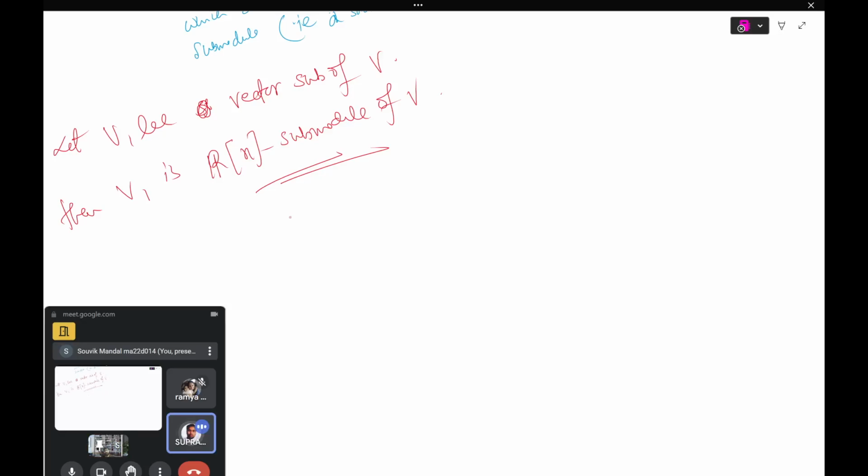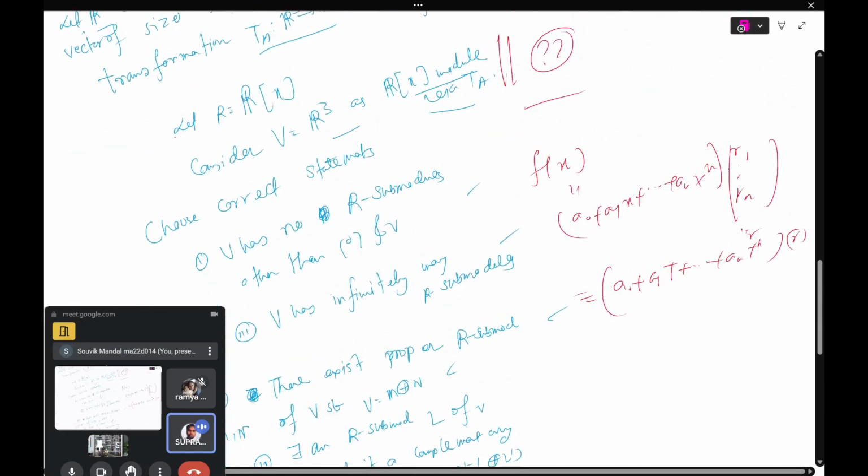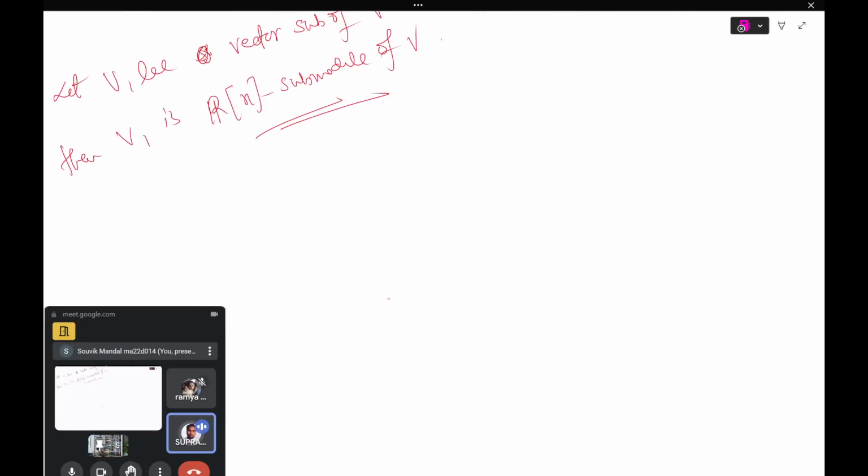Now the thing is, observe that V is given to be R3, right? So in R3, what are the subspaces of R3? Zero, the trivial subspace, R3, and R2, R1. So there are only four subspaces of R3. That's why there are only four Rx submodules of capital V.